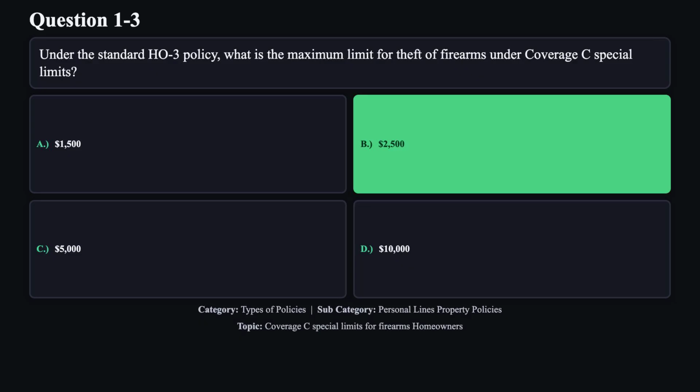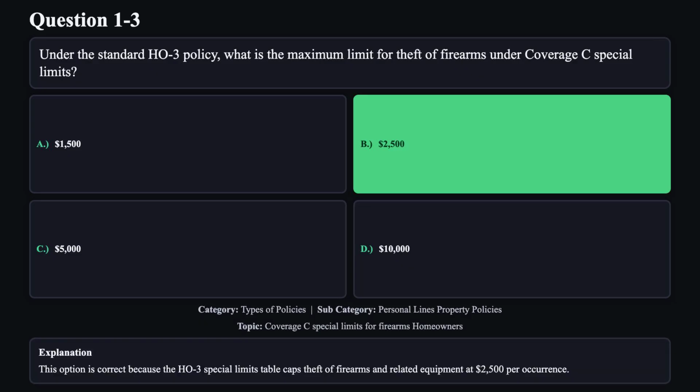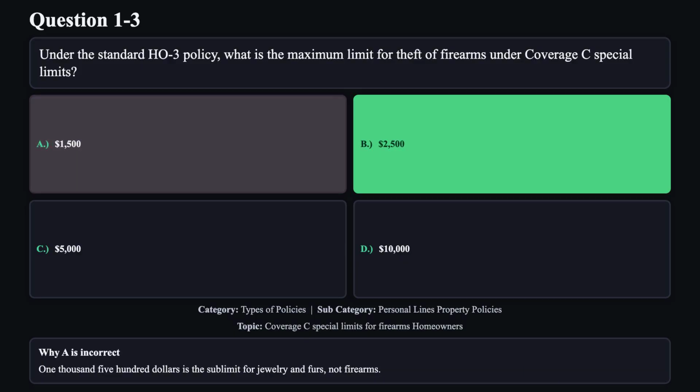The correct answer is B. This option is correct because the H03 special limits table caps theft of firearms and related equipment at $2,500 per occurrence. Reason A is not correct. $1,500 is the sublimit for jewelry and furs, not firearms.